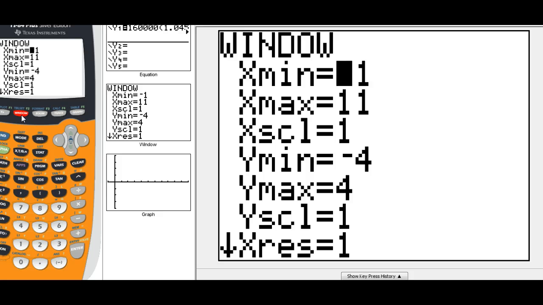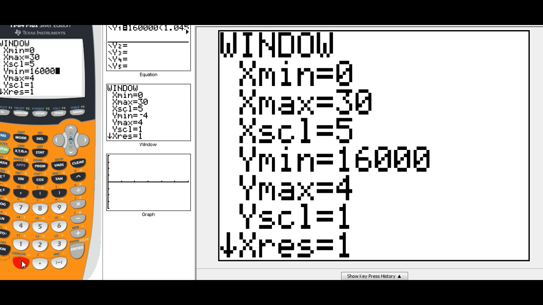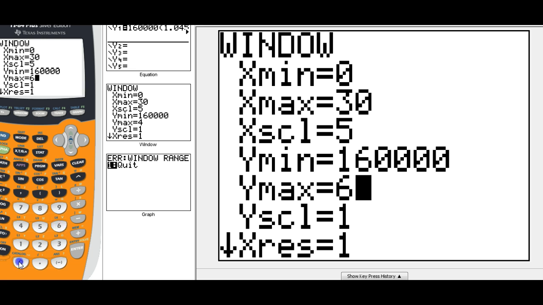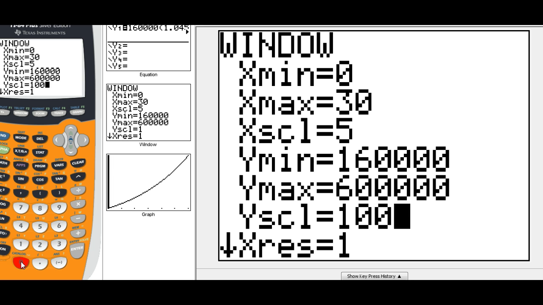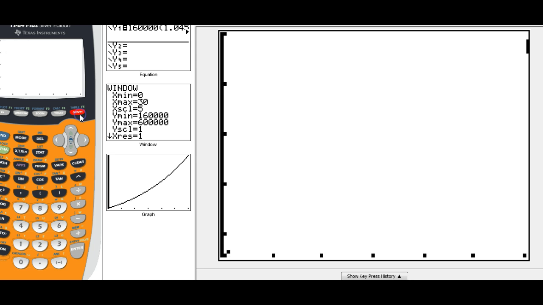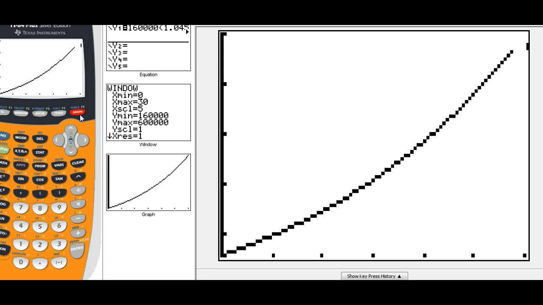So we said our window setting for x, the number of years, was from 0 to 30 by a scale of 5, I think we said. And our y minimum: well, we're starting at 160,000 people in year 2012. We're not sure how big it's going to get, and I think we said 600,000 might be fine. And yeah, let's go by a scale of maybe 50 or 100,000. That just tells us each tick on the y-axis. So now if I hit graph, beautiful, there's our exponential growth. So the population is growing.